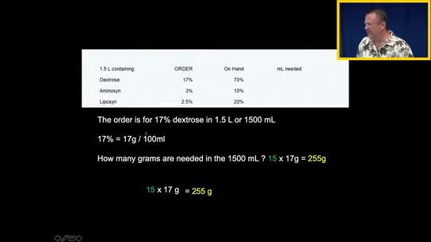All right. So again, the order is for 17% dextrose in 1,500 milliliters of solution. And 17% means 17 grams for every 100 milliliters of solution. Well, then how many grams are we going to need in a 1,500 milliliter solution if we want it to be 17%? And so we'll take that 17 and multiply it by 15, which we did in the previous step. That means we know that there needs to be 255 grams of dextrose in this 1.5 liter solution. Okay. So how are we going to get 255 grams in this 1.5 liter solution? Oh, well, what we have is 70 grams for every 100 milliliters. So how much of that do we need to get the 255 grams that we need to put in the big 1.5 liter bag?